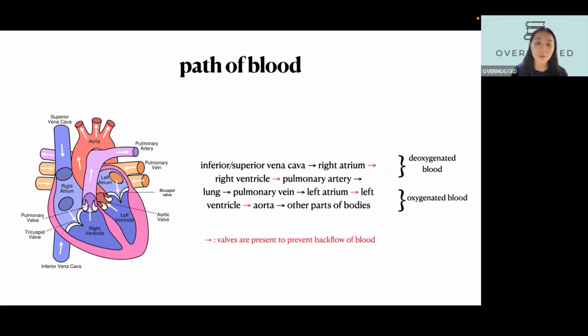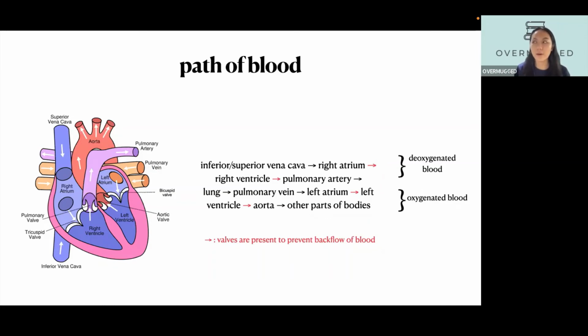Right atrium, and then right ventricle, it goes out of the heart via the pulmonary artery to the lung. Then from the lung, it comes back to the heart via the pulmonary vein, and then it enters the left atrium, left ventricle, and leaves the heart via the aorta to the rest of the body, right? So that is a normal path of blood.